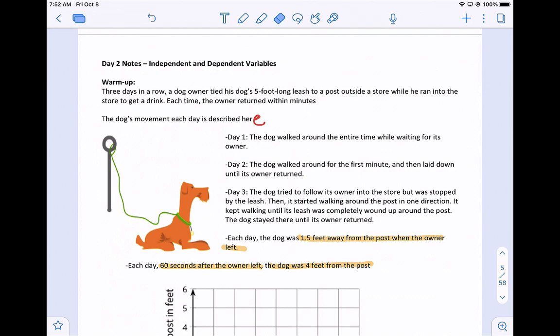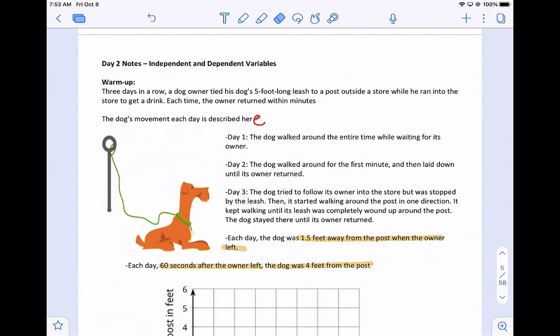The dog's movement each day is described here. Day 1, the dog walked around the entire time while waiting for its owner. Day 2, the dog walked around for the first minute and then laid down until its owner returned. In day 3, the dog tried to follow its owner into the store but was stopped by the leash. And then it started walking around the post in one direction. It kept walking until its leash was completely wound up around the post. The dog stayed there until its owner returned.